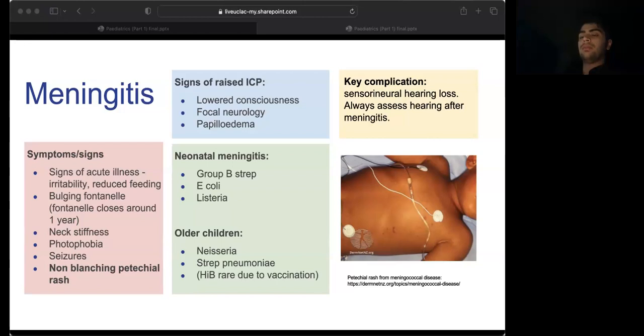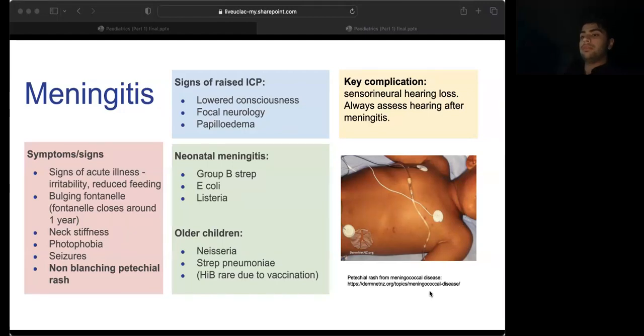So the signs of raised intracranial pressure are worth knowing about, because this would be a suggestive very severe meningeal infection. This would be lowered consciousness, any kind of focal neurology, so that would be limb weakness, vision changes, hearing changes, or papilledema, which is swelling of the optic discs. And then the causes, the pathogens that cause meningitis. In neonates, the 3 most common to know about are group B strep, E. coli, Listeria, and then in older children, it's Neisseria meningitidis, strep pneumoniae, which are both bacteria that live in the upper respiratory tract and ascend up to the meninges to cause the infection.